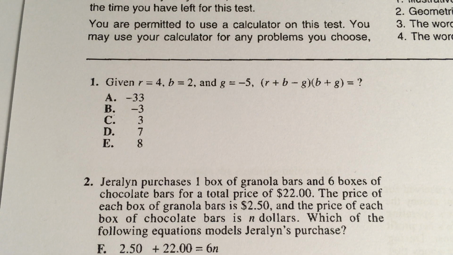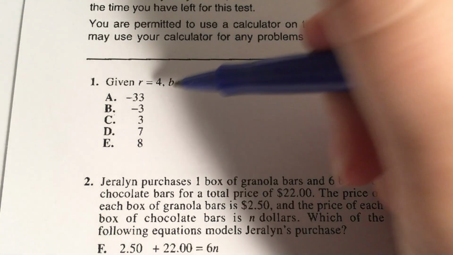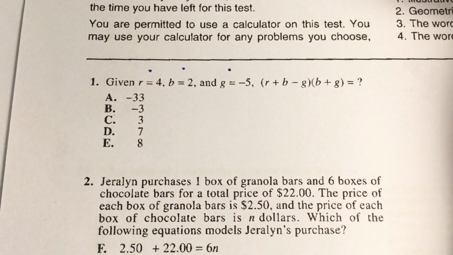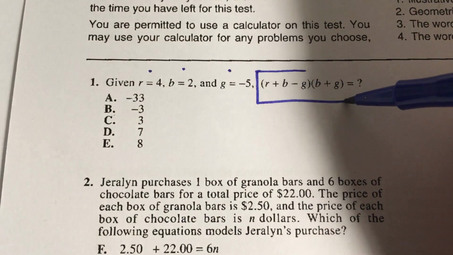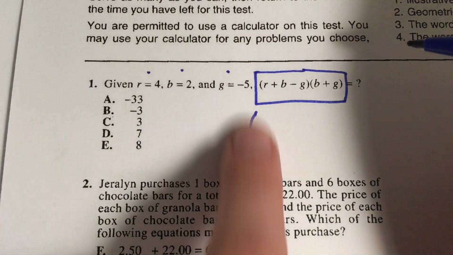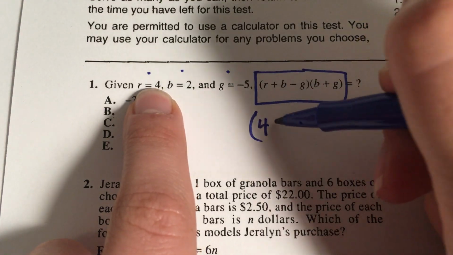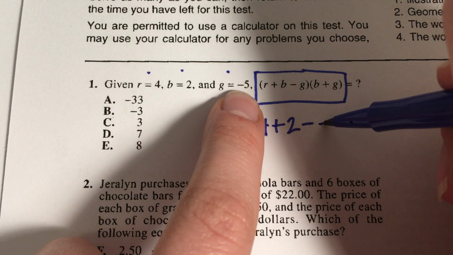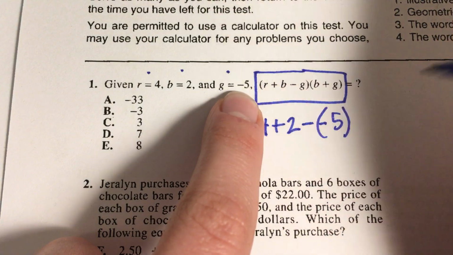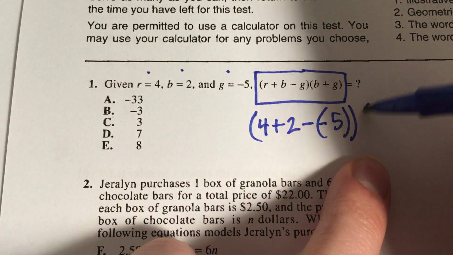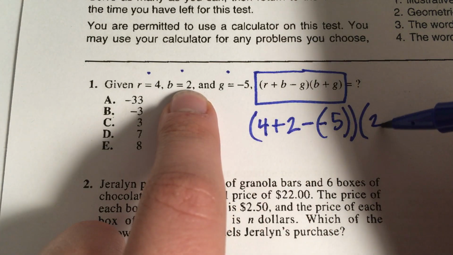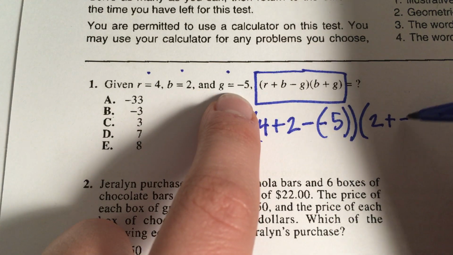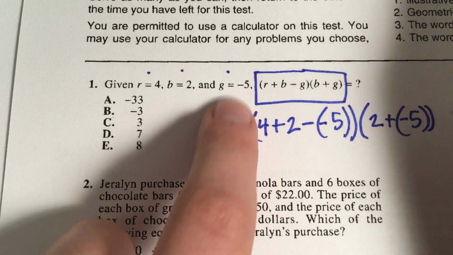All right, so this is number 1. This is one of the classic problems where you're plugging in the numbers for the variable. They give you the 3 variables here, and then they give you something to plug it into. So in this case, I have r, which is turning into 4, plus b, which is 2, minus g, which is negative 5. Be careful with that negative, negative, times b, which is 2, and g, which is negative 5.